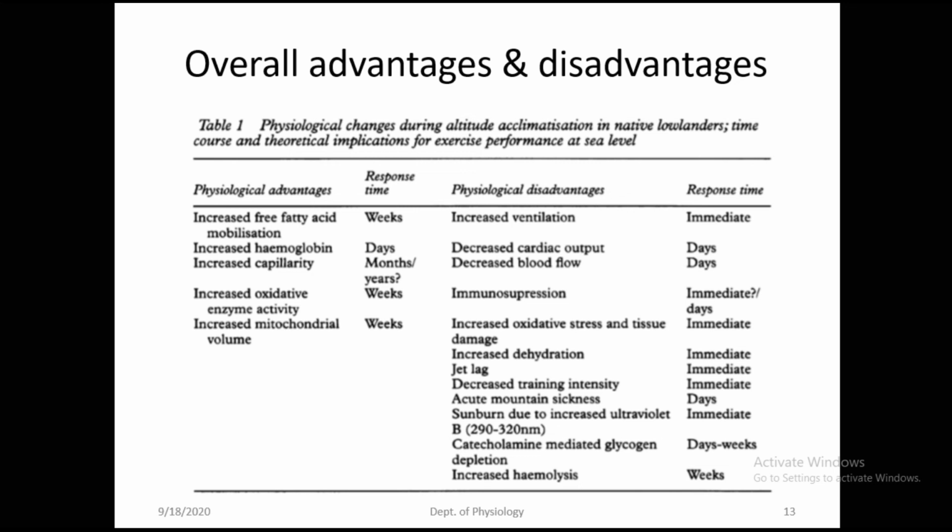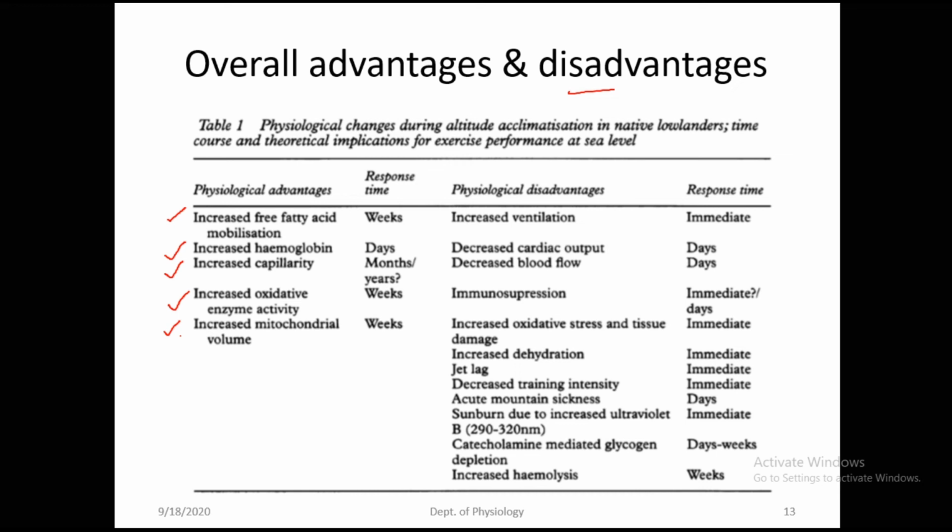And the overall advantages or disadvantages of hypoxic training or high altitude training are seen in this slide. So increased free fatty acid mobilization, increased hemoglobin, increased capillary density, oxidative enzyme activity, increased mitochondrial volume. These are the benefits of high altitude training or exposure to high altitude training.